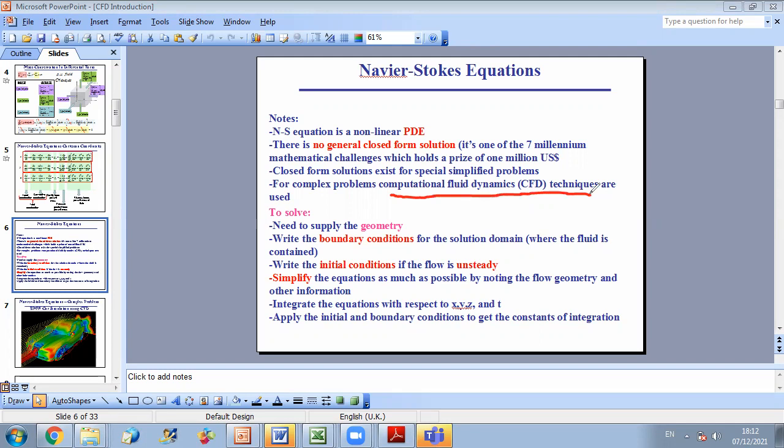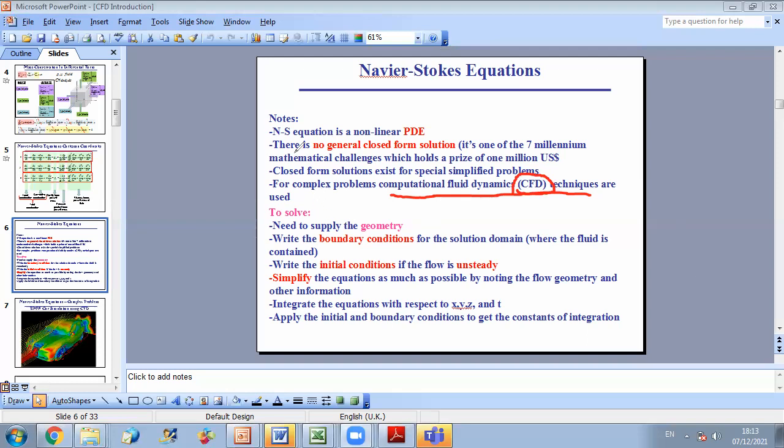So in general, what we do, we perform just some experiments to validate that our CFD model is working. And once the CFD model is validated, we conduct a parametric study using CFD. Okay.